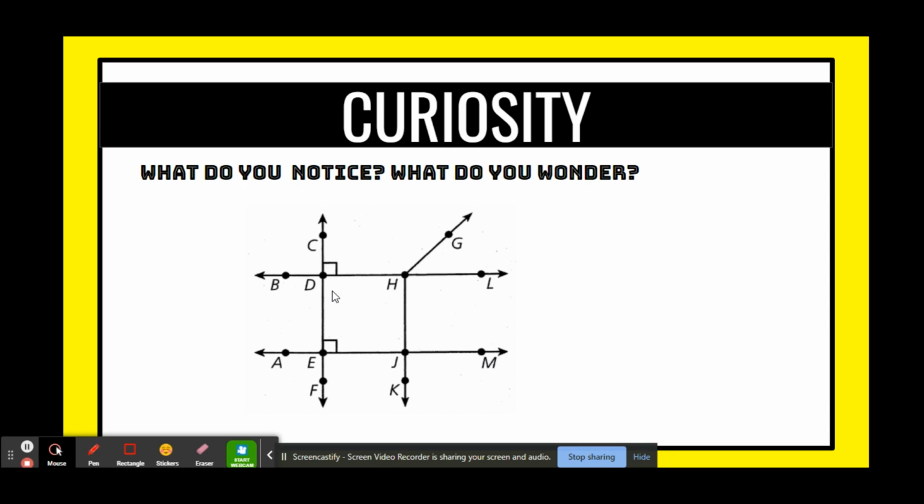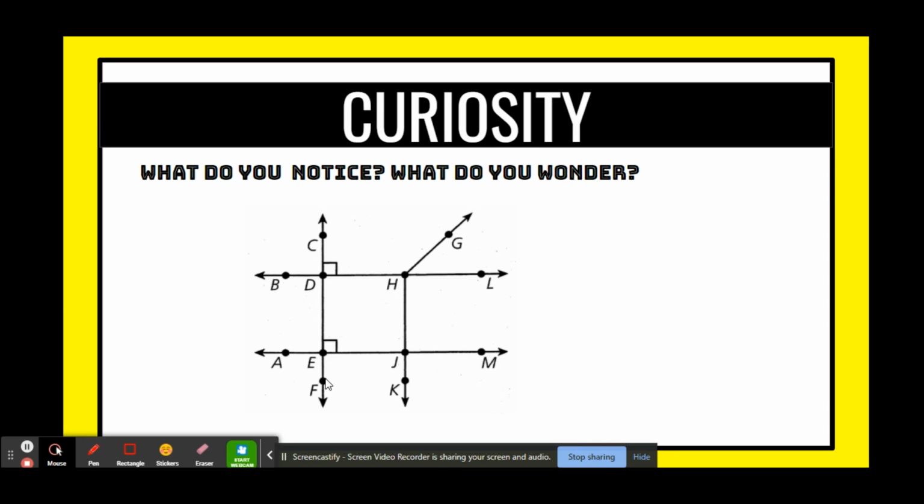I could name just the line segments, which would be from the points just inside here, because they're line segments because they have specific beginning and end marks. So I could say line CF is running perpendicular to line segment DH and line segment EJ. So that's perpendicular. Do you see any parallel lines? Remember, parallel means that it stays the same distance apart. So line BL is running parallel to line AM.